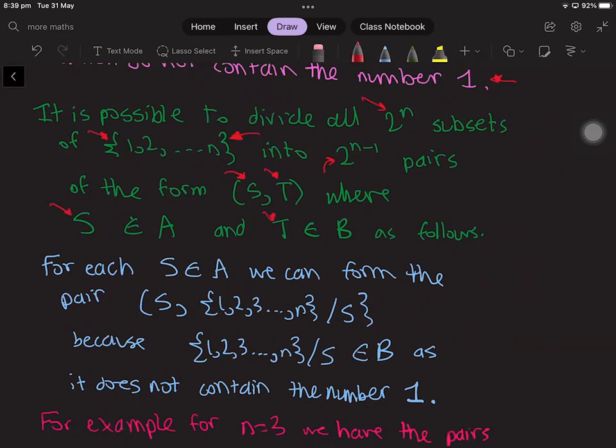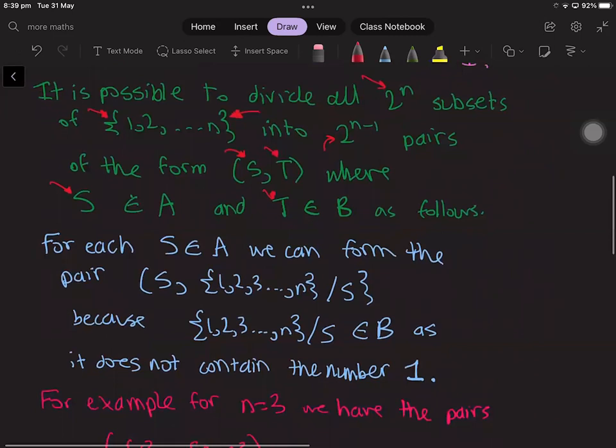So this is what it looks like. For each S in A, so for each subset containing the number 1, we'll make T the complement of the set S. This denotes the complement of the set S. And we know that since S contains the number 1, the complement will not contain the number 1. So this is what it says over here.